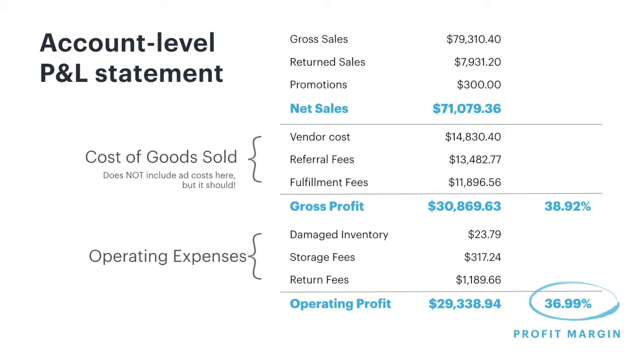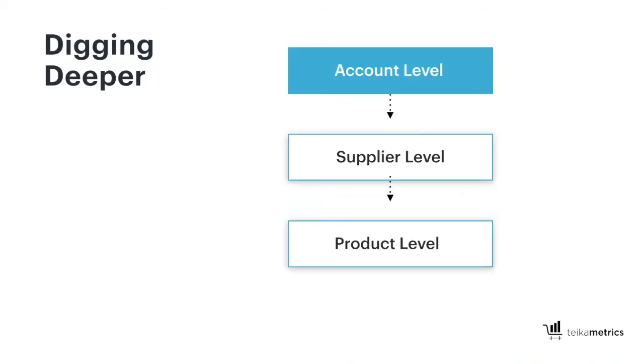So these are things, like I said, damage inventory, storage fees, etc., to get down to your final operating profit. And then once we divide operating profit by your net sales, or I'm sorry, by your gross sales, so take the $29,000 divided by the $79,000, we get this profit margin overall at an account level of 36.99%.